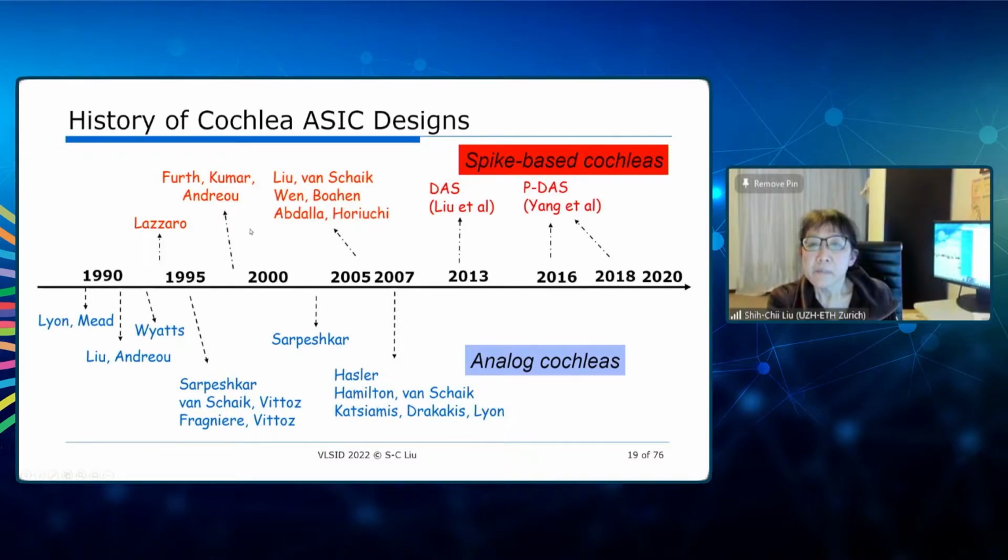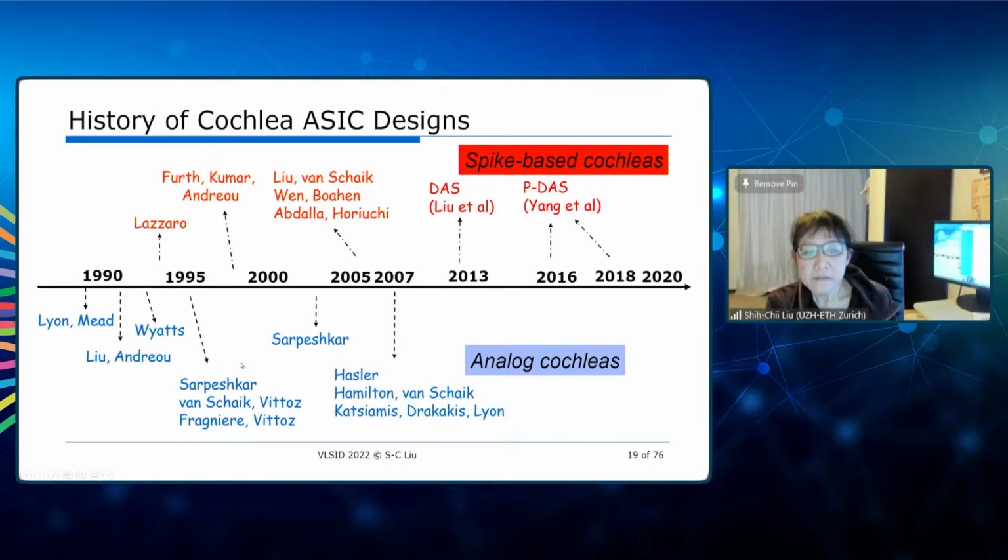What we have here on the top are what I call spike-based cochleas. These are the designs that implement a model of the auditory nerve fiber, and they produce the spikes that are transmitted using AER, the address event representation, similar in the style of the DVS. The ones that I'll spend a bit more time talking about are the DAS, the dynamic audio sensor, and also the parallel DAS.